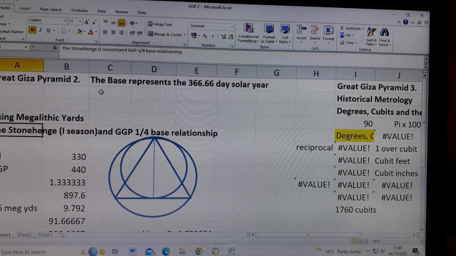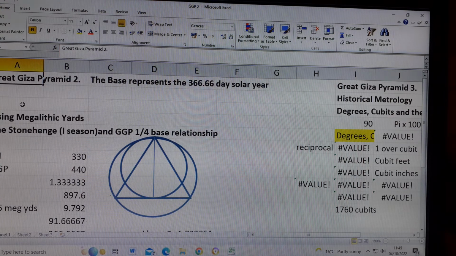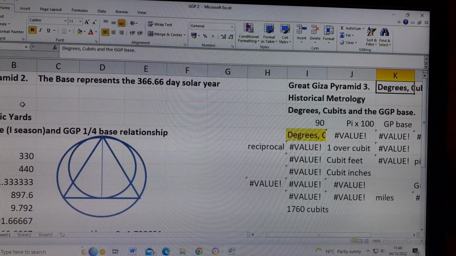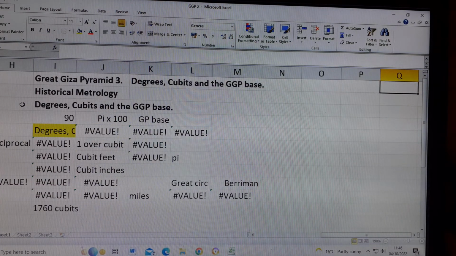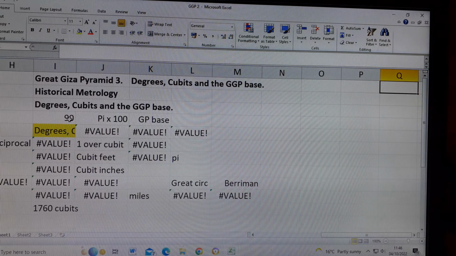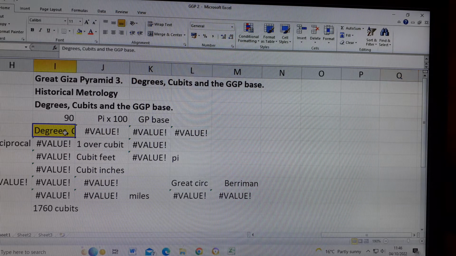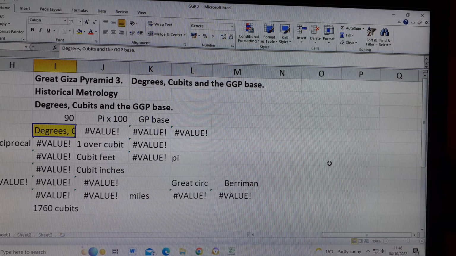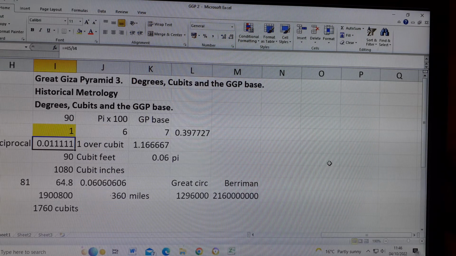Yesterday we looked at the Giza base representing the 366.666 day solar year, and we're going to carry on with that today. Today we'll look at a model that gives us the Giza base derived from degrees and the cubit derived from degrees, and consequently the Giza base can be derived from cubits. So we've got degrees here, and when we enter a value in here, we'll put 1 in first. We get Berryman's model. This is Berryman's model down the bottom.